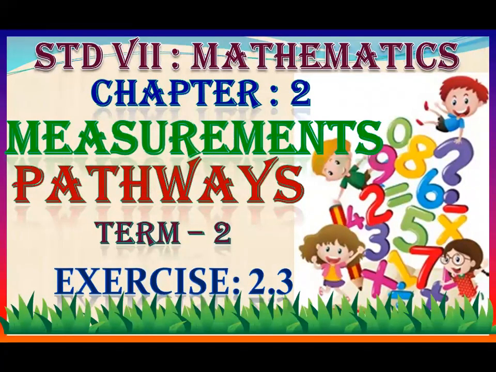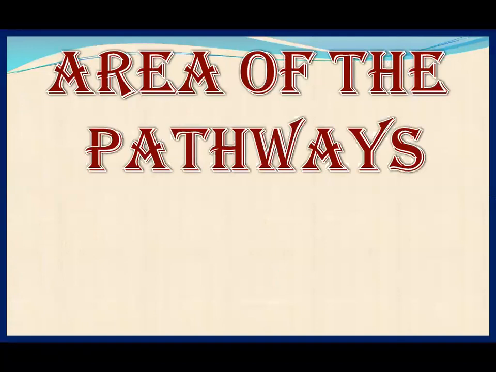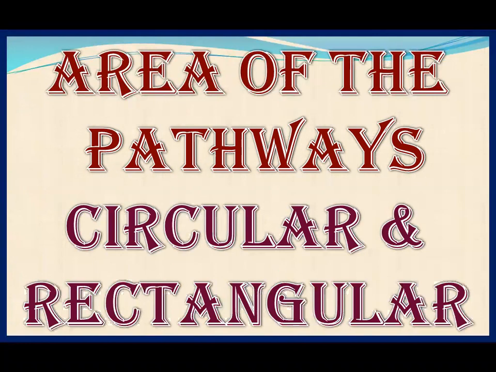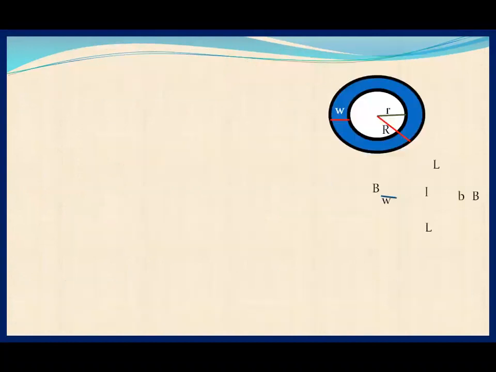Hello students, today we are going to learn about Standard 7 Mathematics Chapter 2 Measurements, which deals with pathways. This is from Term 2 and Exercise 2.3. So let's move into the chapter to see how to find the area of the pathways, both circular and rectangular. When you hear the word pathways, you have seen walking through the pathway in a garden or in a park or around the swimming pool. So that is what we are going to find here, the area of the pathways.